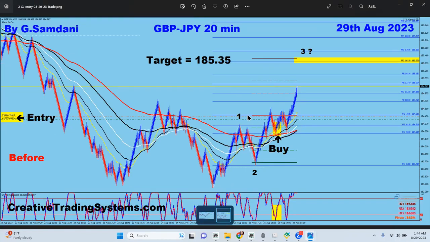Buy order here, 1, 2. If we have 1, 2, then we have 3. Around 161% is coming into this area, which is 185.35. That would be pound yen to the long side. It is going powerfully to the upside. So let's see what happened.